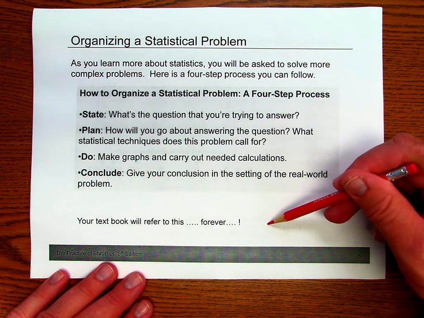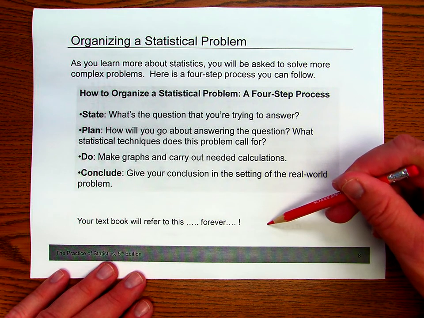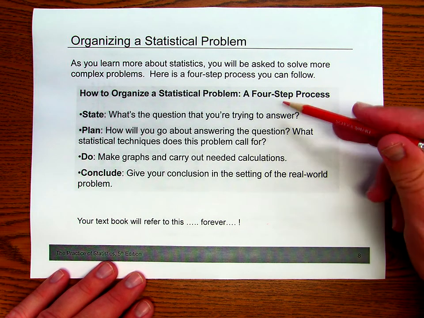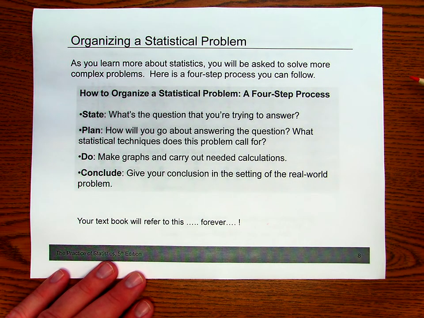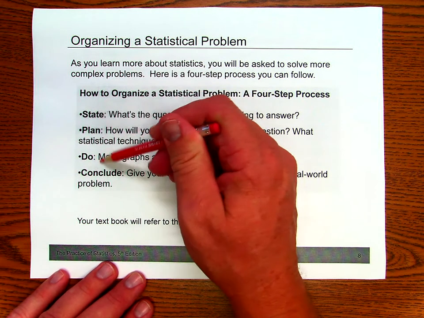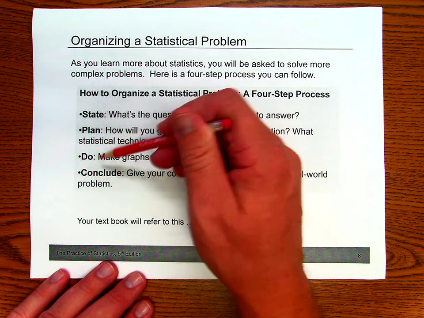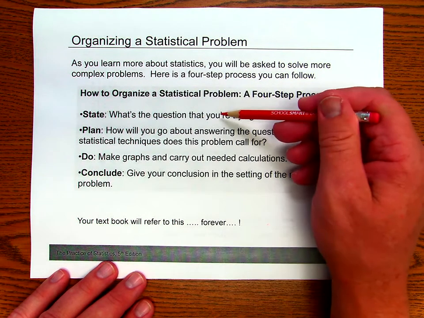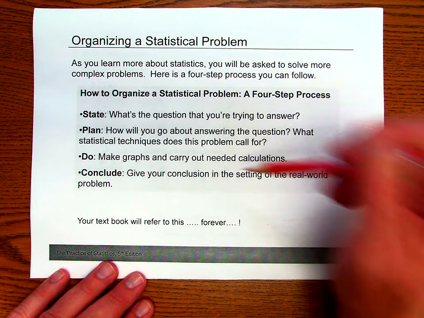If you have any level of complexity to the problem they're asking you to solve, they're going to organize it using the four-step process. When you answer a question in order to get full AP rubric credit, you don't have to label it state, plan, do, conclude. That's just what your book does, to help you organize it. As long as all the things that are being addressed here are addressed in a logical order, it doesn't necessarily have to have that label.